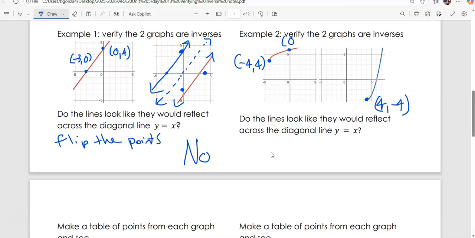0, 6. Flip it around. Do we get 6, 0? Yes, we do. So when we flip the points, yes, they are inverted. Okay? So that's the second thing we needed to learn today. If you have graphs, turn them into points, flip them around, see if they match.